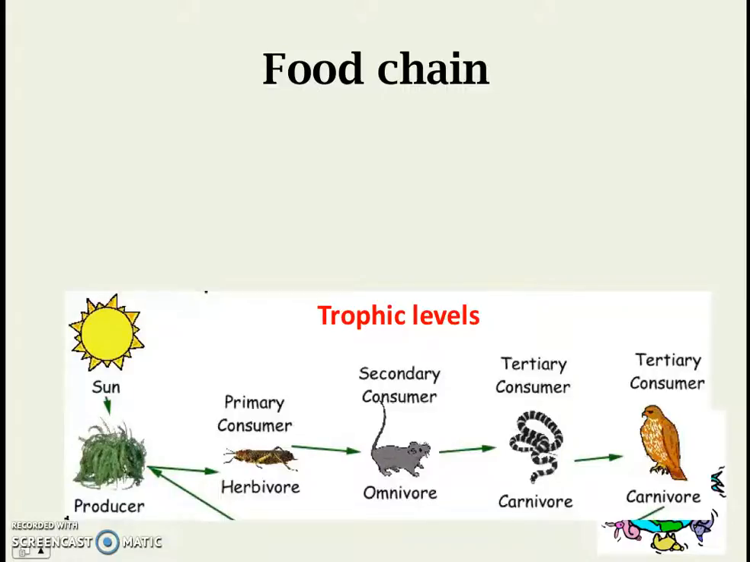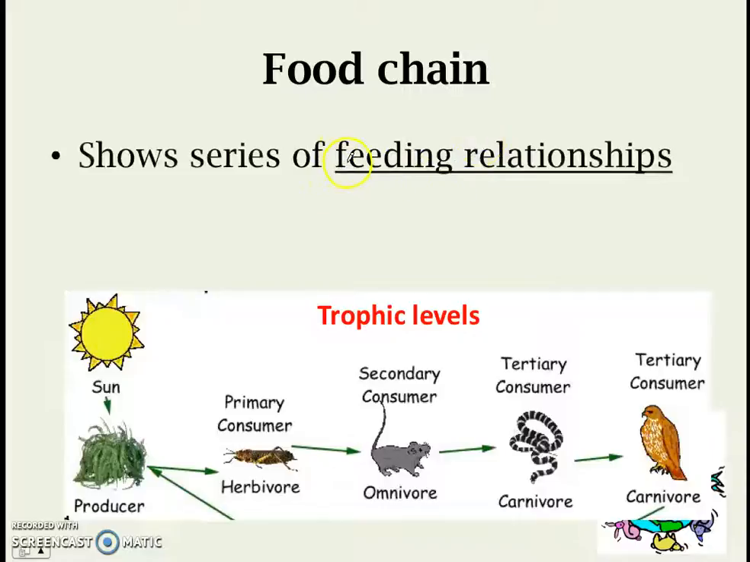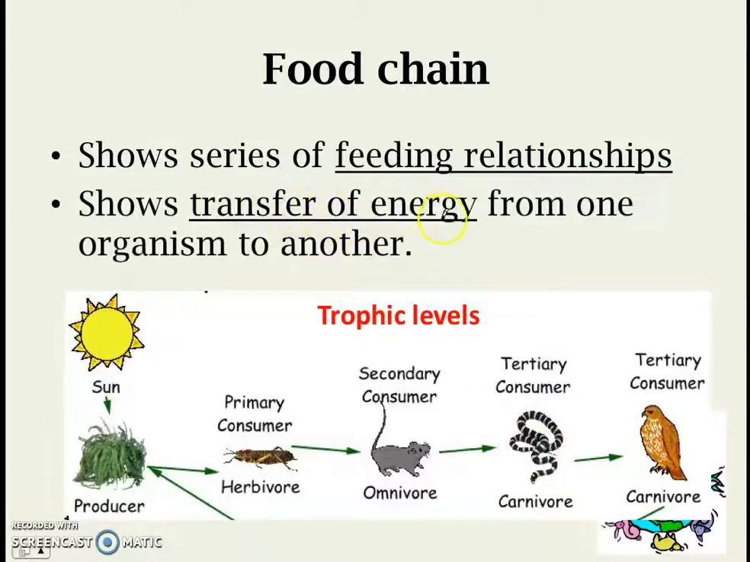So what is a food chain? Well, essentially it is a series of feeding relationships. So it shows you which organism feeds on another. So just looking at the example down here, you can see that this plant is eaten by this grasshopper, which is eaten by this rat or mouse, eaten by this snake, which is eaten by this eagle or kite, some sort of predatory bird. But more importantly, besides feeding relationships, it actually shows us the transfer of energy.